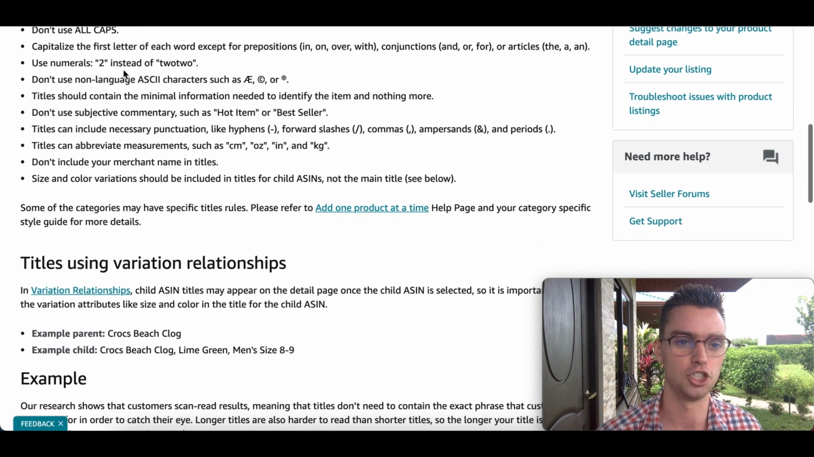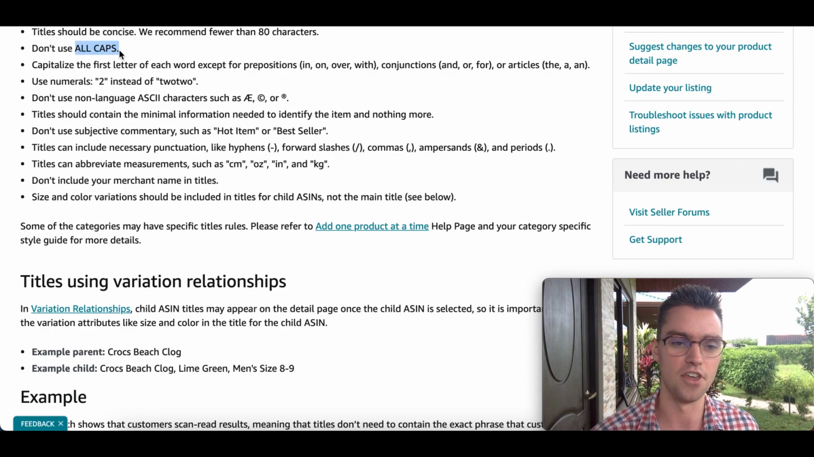Okay. Next, don't use all caps. There is an exception here. If you've trademarked your brand in all caps, I have found that Amazon not only has no problem, but would actually encourage you to use your brand name in your title. And we'll get to that in just 1 second. So that's the only exception. Otherwise, stay away from using all caps.